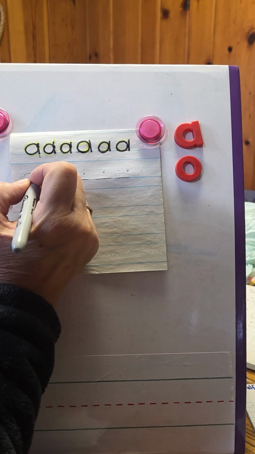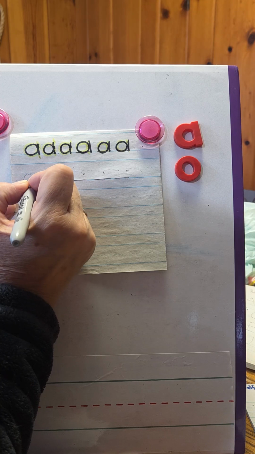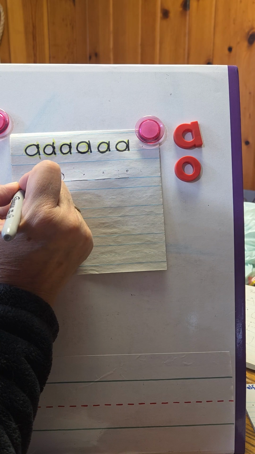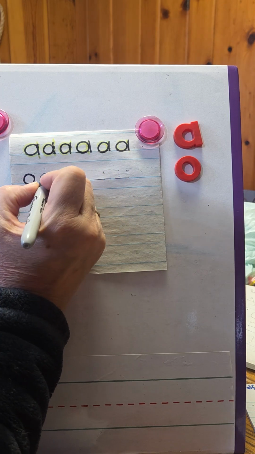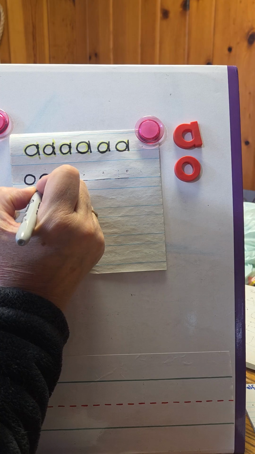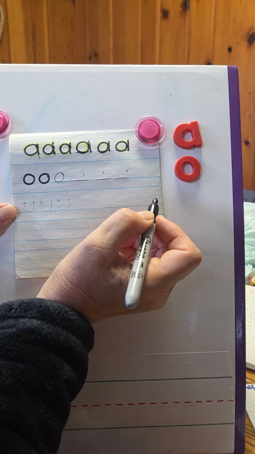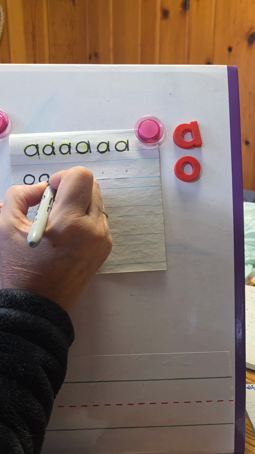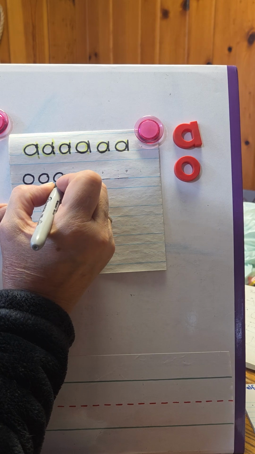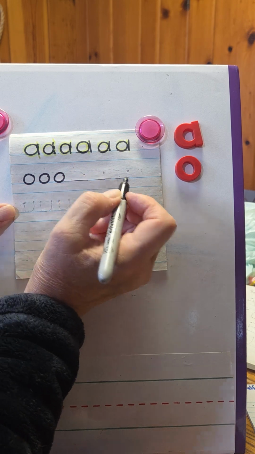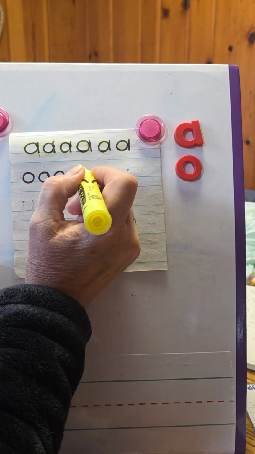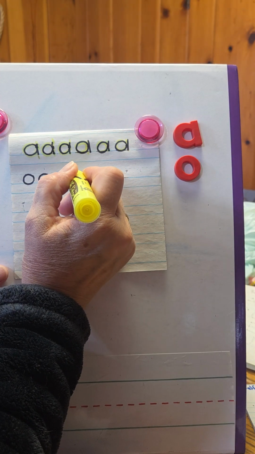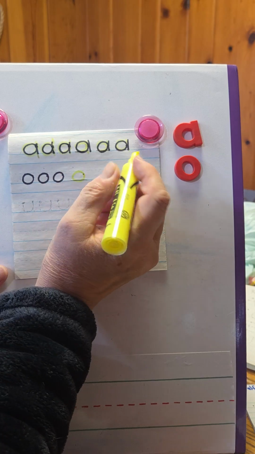Let's go to O. We don't start at the midline. We start under it. We curve around to the midline, to the baseline, pick it up. And we're done. O. Let's do it again. 3rd time's a charm. So we're going to do it 3 times. To the midline, to the baseline. O, O, O. We're not done. Now we're going to be brave. I put little dots to tell us where to start. Now we're going to use the highlighter around to the midline, down and close it.